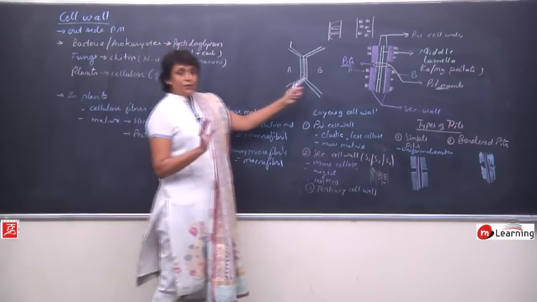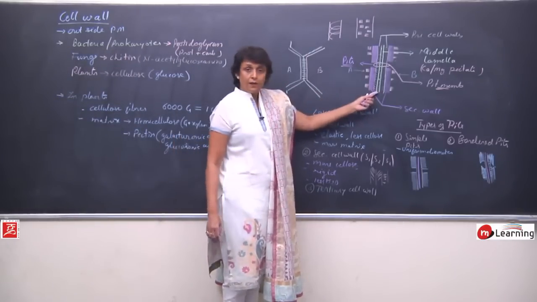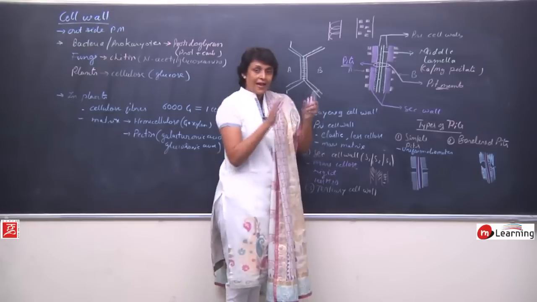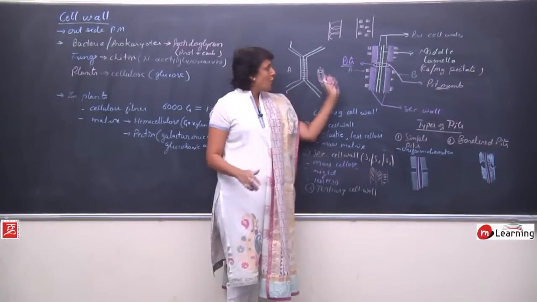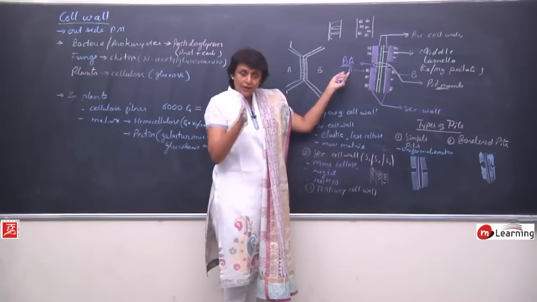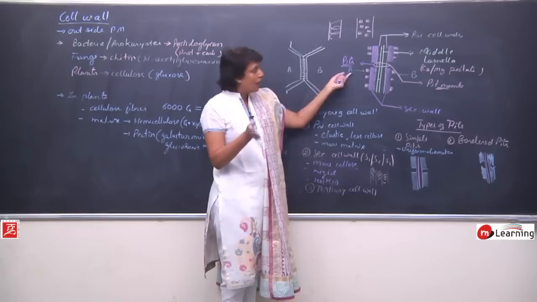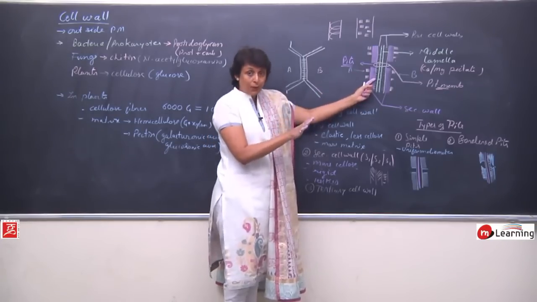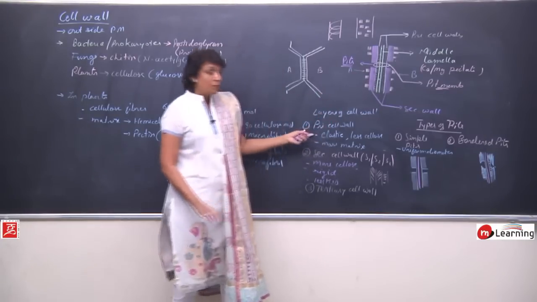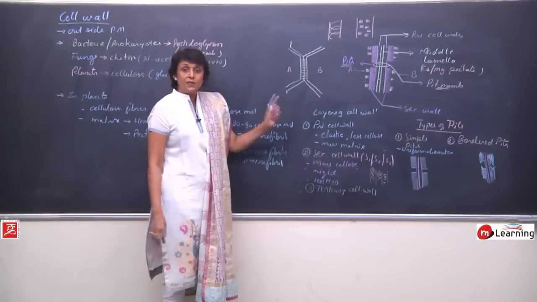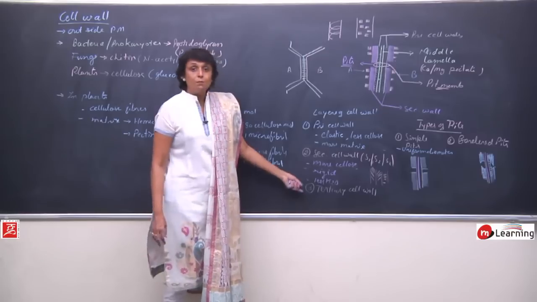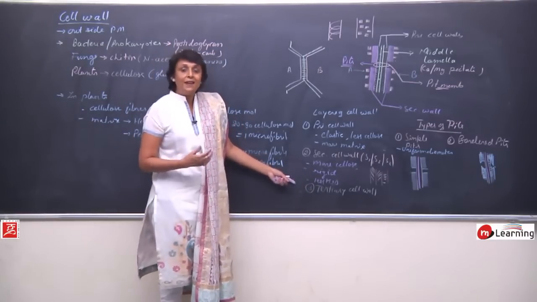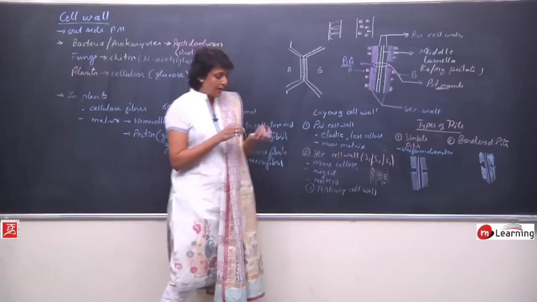So, simple structure: middle lamella, then primary, then secondary and tertiary. If you go from inside the cell, the first layer which you encounter is tertiary, followed by secondary, and the outermost to the cell is primary. First to be produced is primary. Primary is present in all cells. All cells may not have tertiary wall because again it is dependent on the type of the cell.